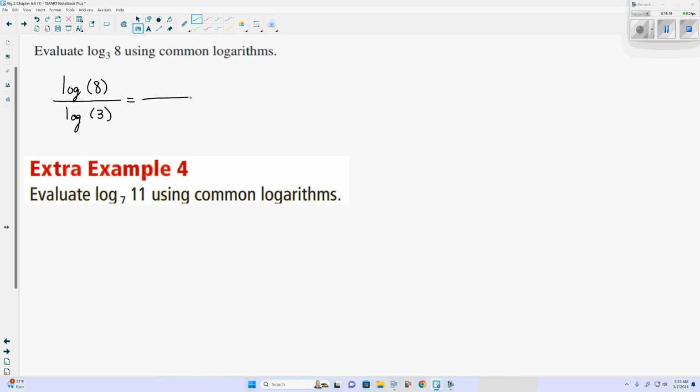Which this here would be the same as the natural log of 8 over the natural log of 3, because we can change the base to whatever we want. So if we change the base to e, we don't write log base e, we just write natural log.